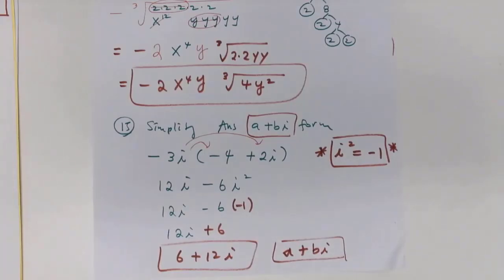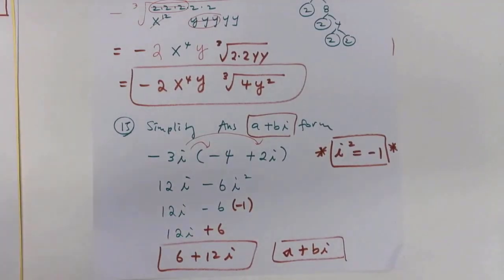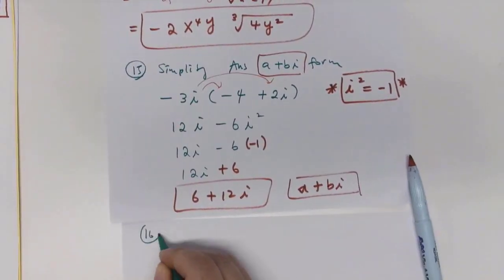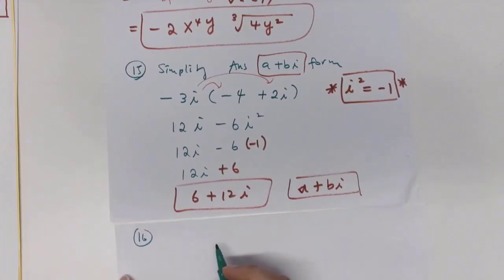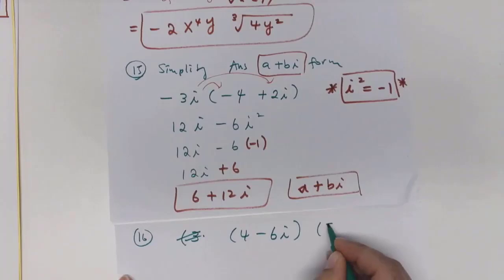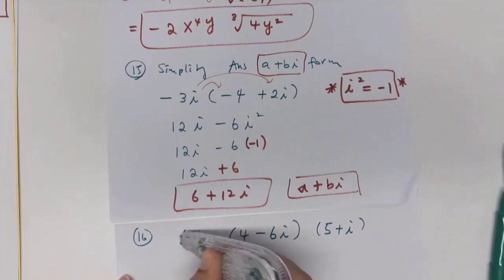All right, and other similar ones, slightly longer. We are going to have number 16. Same kind of instructions. You simplify. 4 minus 6i times 5 plus i. The answer needs to be in a plus bi form, but you multiply and you simplify, right?